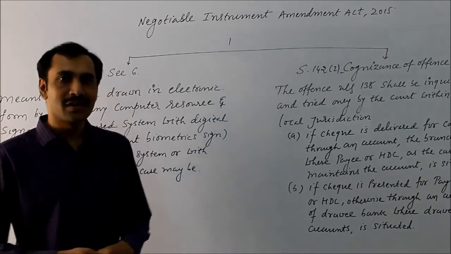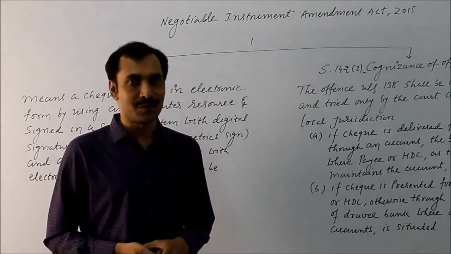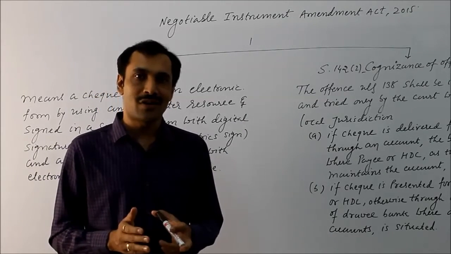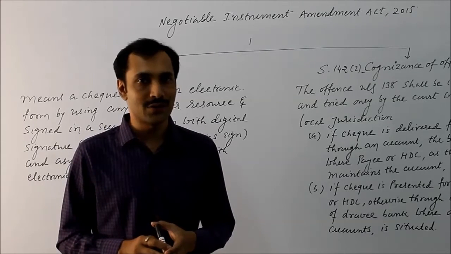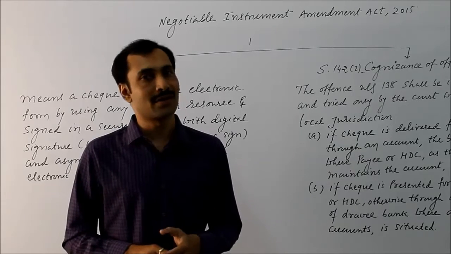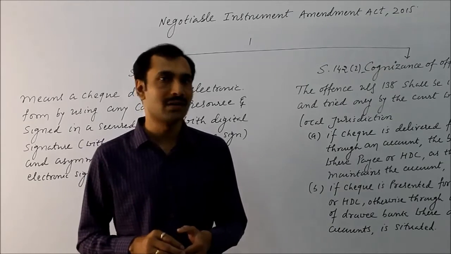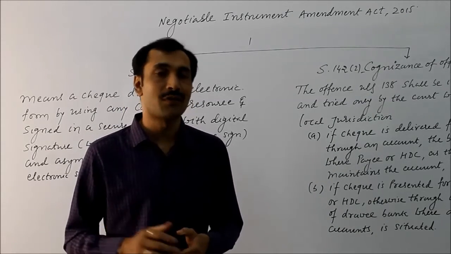Let us understand the Negotiable Instrument Amendment Act 2015, which has the effect of making two changes in the Negotiable Instrument Act. One is under section 6, which is the definition of a check, and another is section 142, cognizance of an offence.